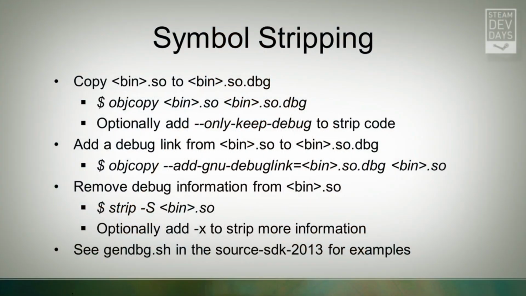We just use -s, which is kind of minimal stripping. -x will strip more stuff, and there's other options. Read the man page for details. Or look at gendebug.sh. We actually ship that in the Source 2013 SDK. So you can see exactly how we build our binaries on Linux.